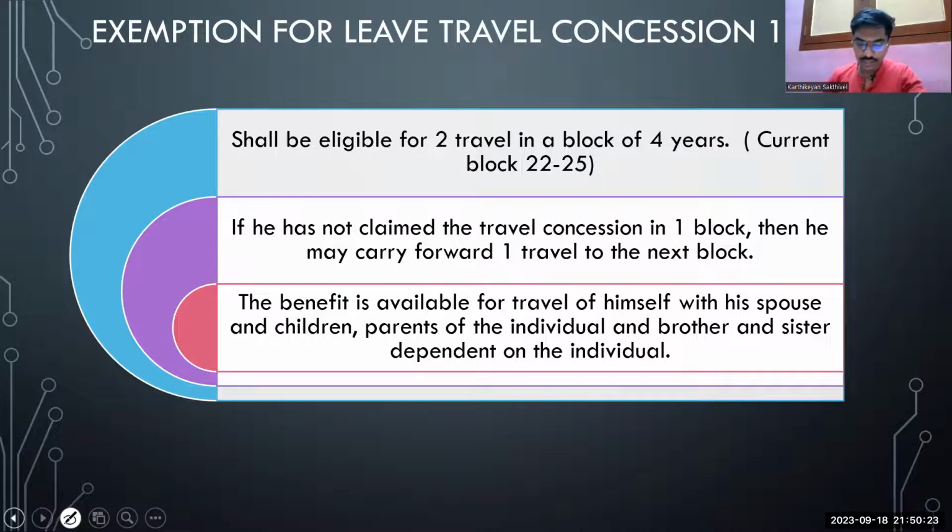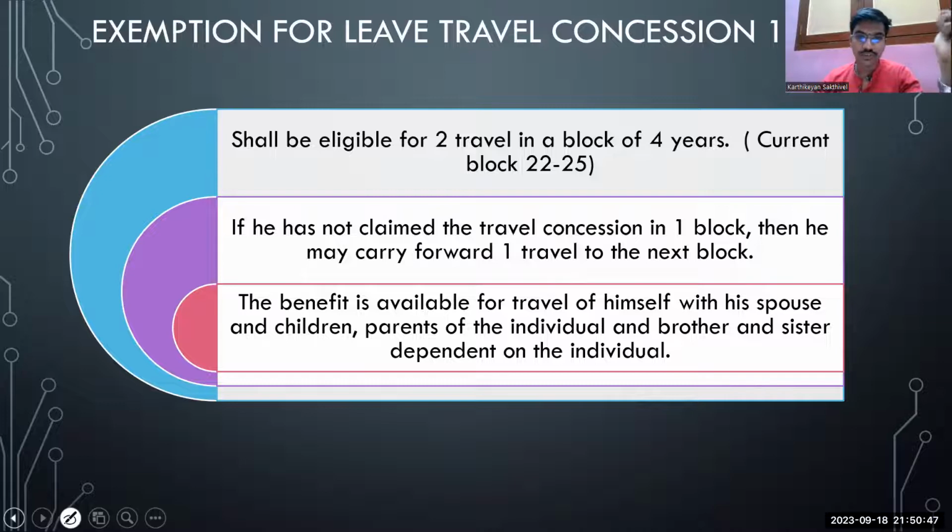So the first thing is, an employee shall be eligible only for 2 travels in a block of 4 years. If there is a block of 22 to 25, you can go on tour only 2 times in 22 to 25. Up to 2 times, as long as the employer reimburses, it is not taxable. If it goes for more than 2 travels, then the entire amount received by the employee is taxable.